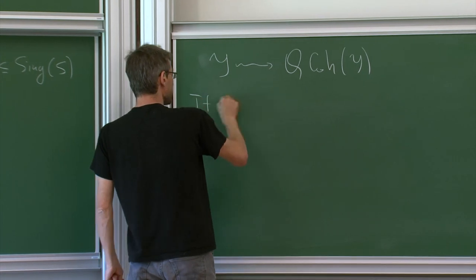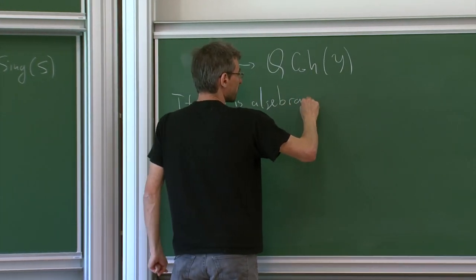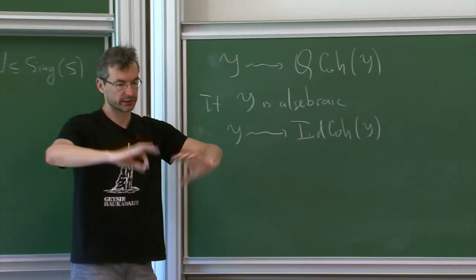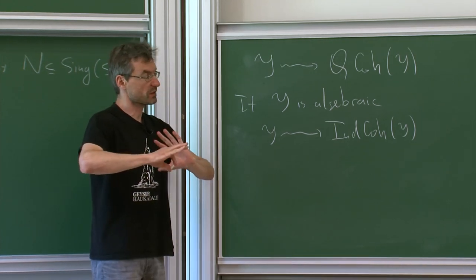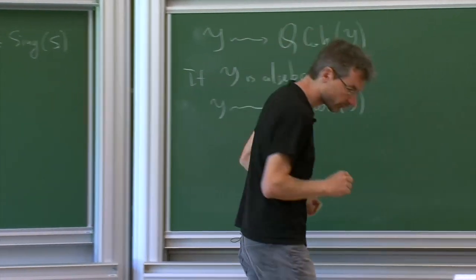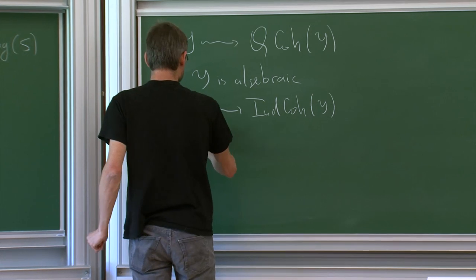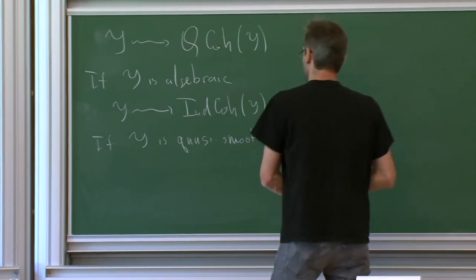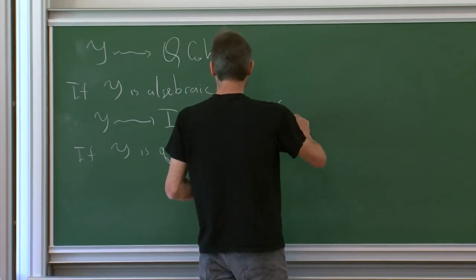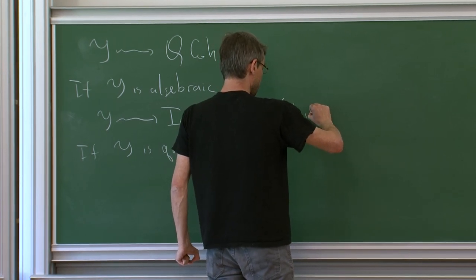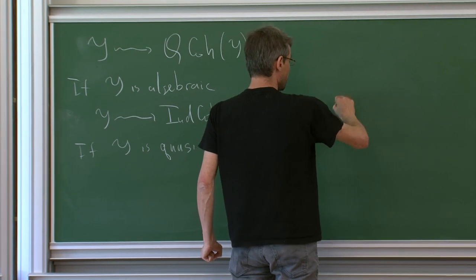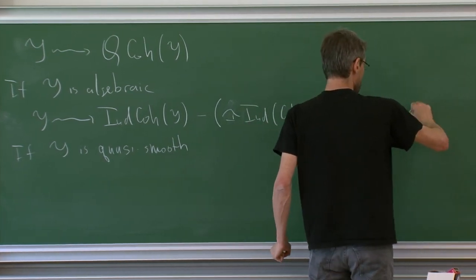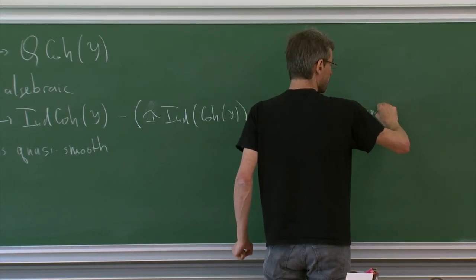And also, if Y is algebraic, you can also assign to Y ind co, by the same procedure: the limit over affine schemes that map to Y smoothly of ind co of them. And moreover, if Y is quasi-smooth, let me mention, it's Offer's question, it's isomorphic actually to ind of co if Y is quasi-compact with affine stabilizers.